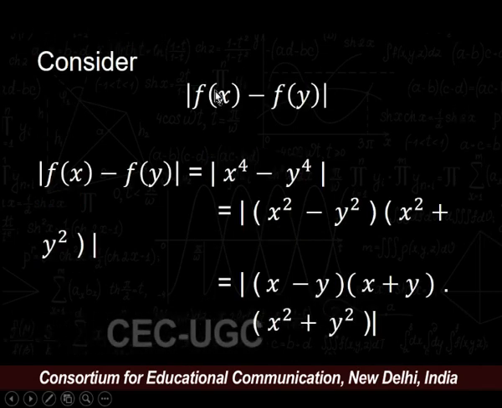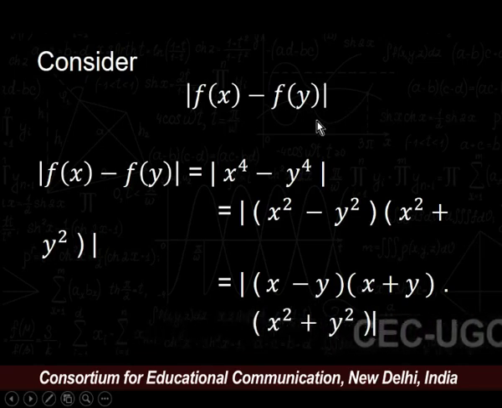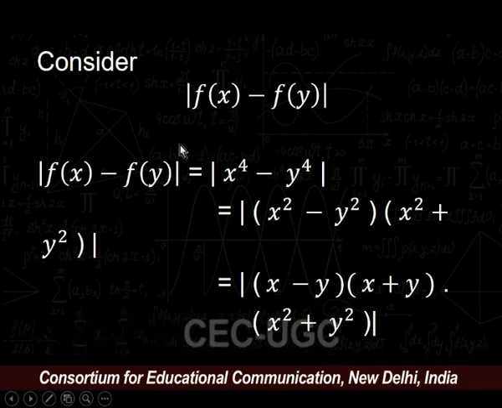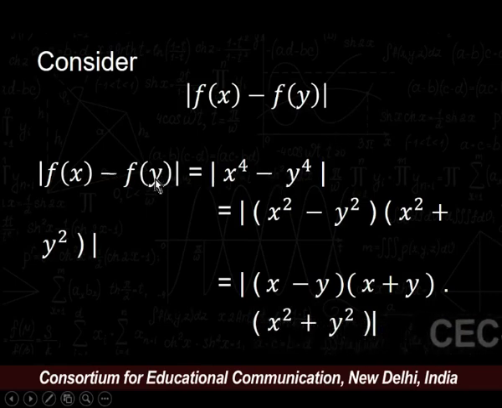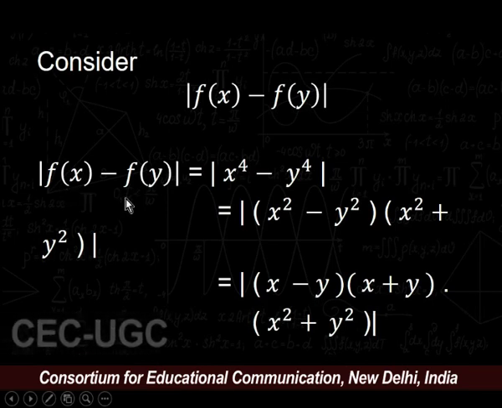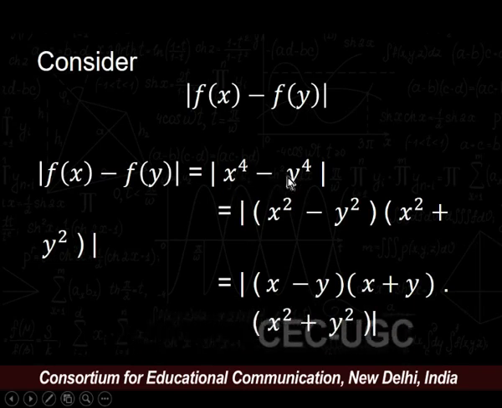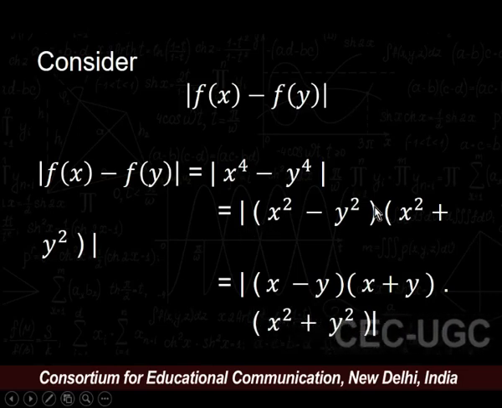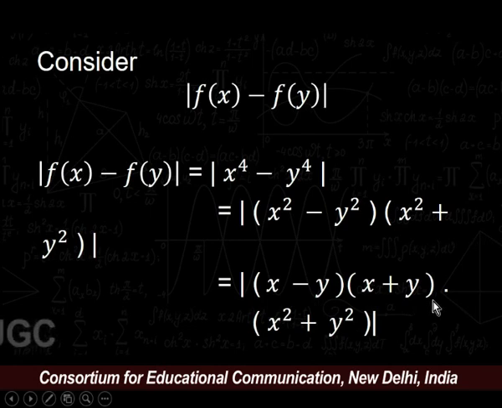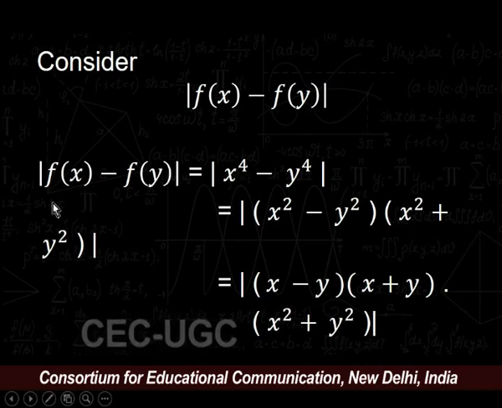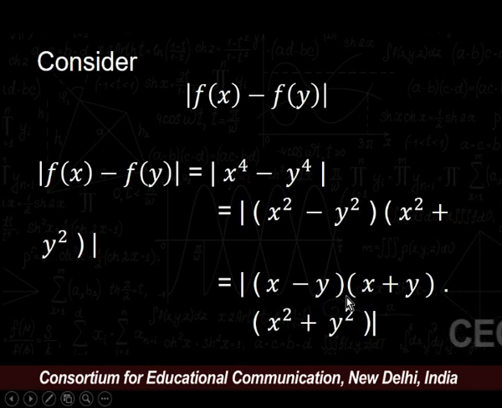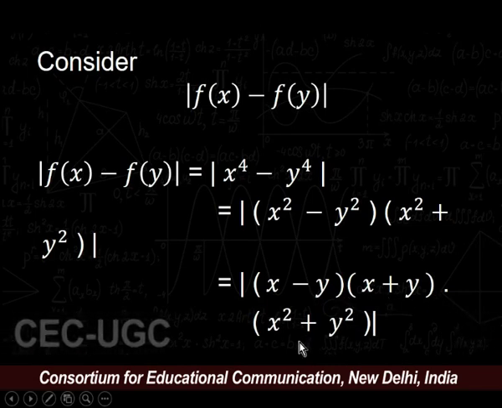So, now let us consider the expression |f(x) - f(y)|. As we know, the function f(x) is defined as x^4, and in a similar way we can define f(y) as y^4. So, |f(x) - f(y)| = |x^4 - y^4|. We can split this as (x^2 - y^2)(x^2 + y^2). Again we can split x^2 - y^2 into (x - y)(x + y). So, we get |f(x) - f(y)| = |x - y|(x + y)(x^2 + y^2).